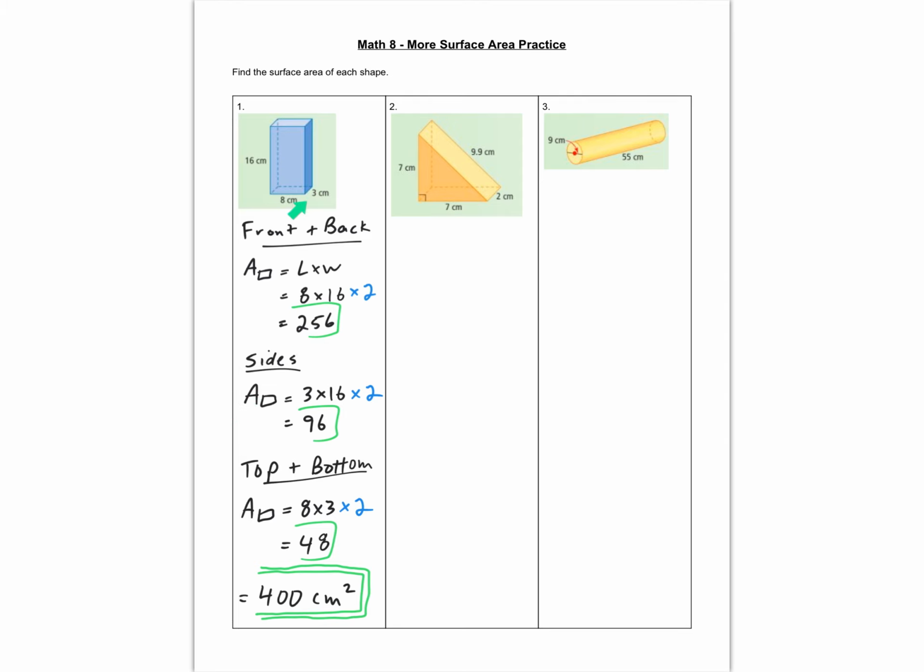The sides, the horizontal is 3, the vertical is the same as this, right? So the horizontal is 3, the vertical is 16, times 2 again for the other side, 96 centimeters squared.